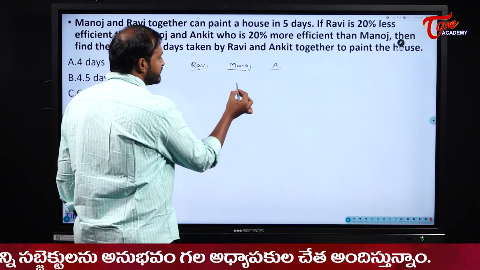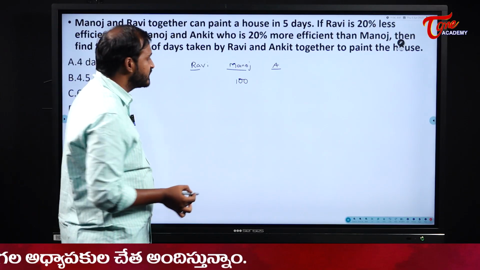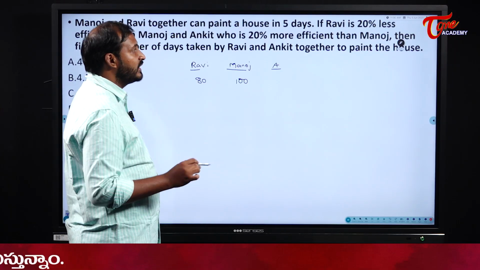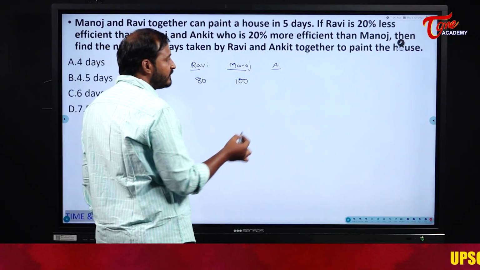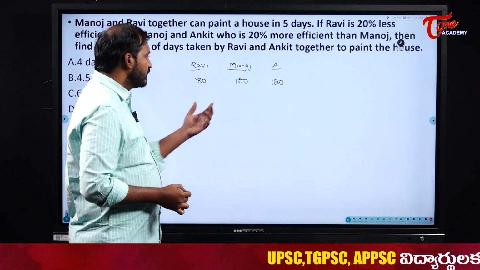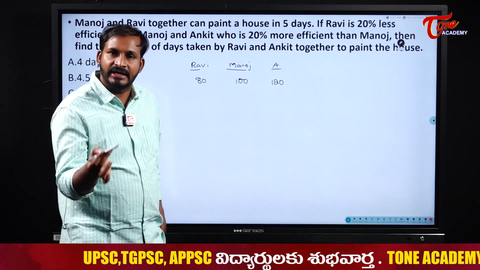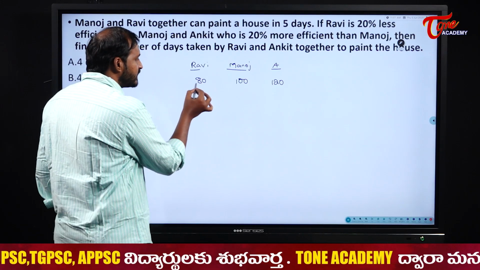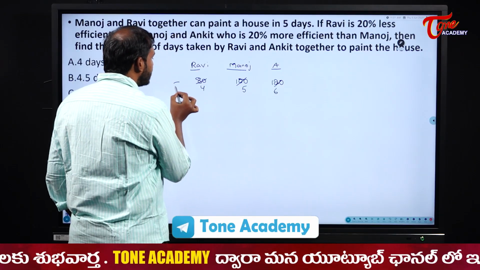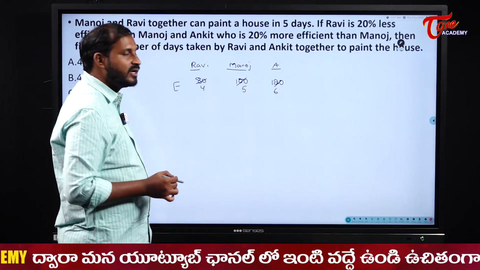If I take Manoj's efficiency as 100, what about Ravi's efficiency? Ravi is 20% less, so his efficiency will become 80. Next, Ankit is 20% more efficient. What is 20% of 100? 20. So Ankit's efficiency will become 120. Understood? This is how we will take it. These are very big numbers, so we can cancel them and write smaller numbers. I will cancel with the 20 table: 4, 5 and 6. So I can take their efficiencies as 4, 5 and 6.